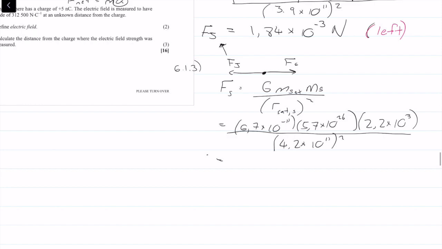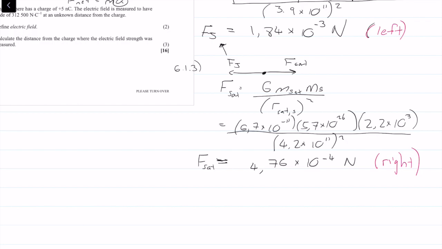And we get the force exerted by Saturn on the spacecraft, let's just say F sat, is equal to, if we put that into our calculator, a force of 4.76 times 10 to the minus 4 newtons, and this time the direction is right.